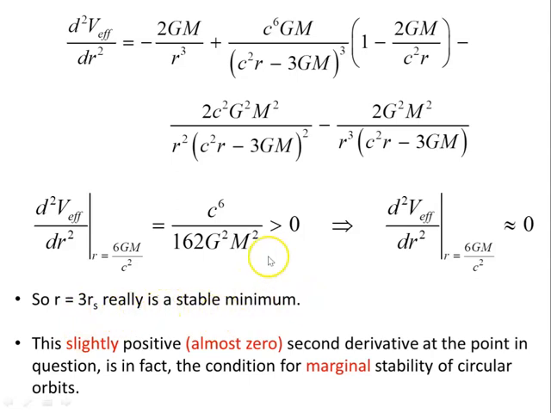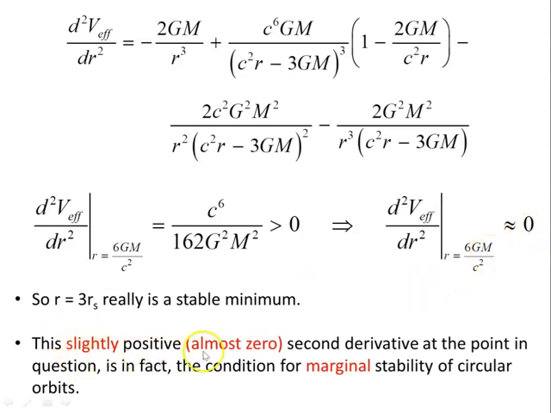It's marginally stable because this quantity is not exactly 0. This is true, it's greater than 0, but it's very, very close to 0. If you start plugging in values for M for different black holes, you're going to find that this is really very small, negligible. Okay, so I can't say exactly 0, but we'll put approximately 0 there.